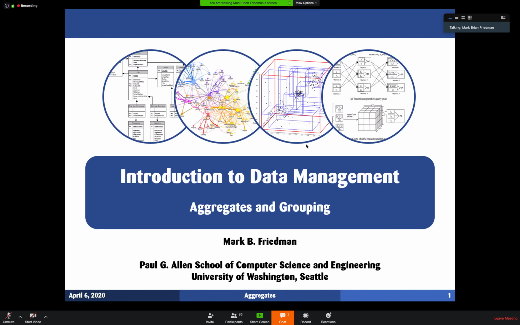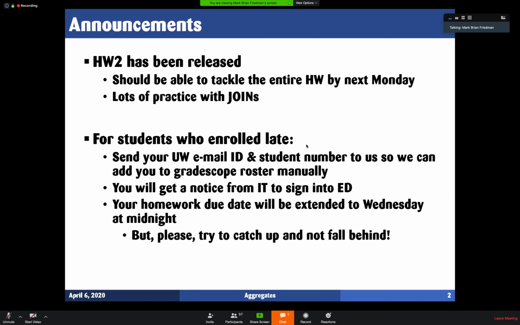Okay, let me get it a little bit started. So I have some announcements to get started. Homework 2 has been released. We are setting up homework 2 on Gradescope using these auto grader features. So instead of being graded by a human, you're going to be graded by a machine, a human programmed machine. We'll see how that goes. You should be able to tackle the entire homework by next week, so I'm hoping that you can. And it's lots of practice with joins. It's still basically pretty simple, but lots of joins.